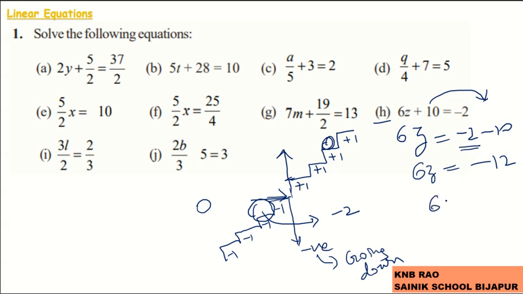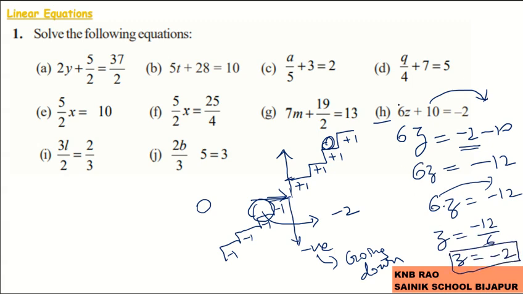So 6z equals minus 12, and transposing 6, which is a multiplicand here, becomes the divisor. So minus 12 by 6 results in z as minus 2. So this is the solution of this equation.